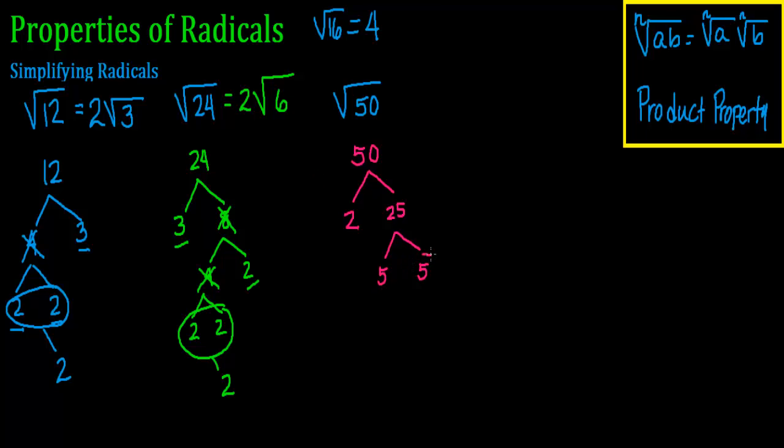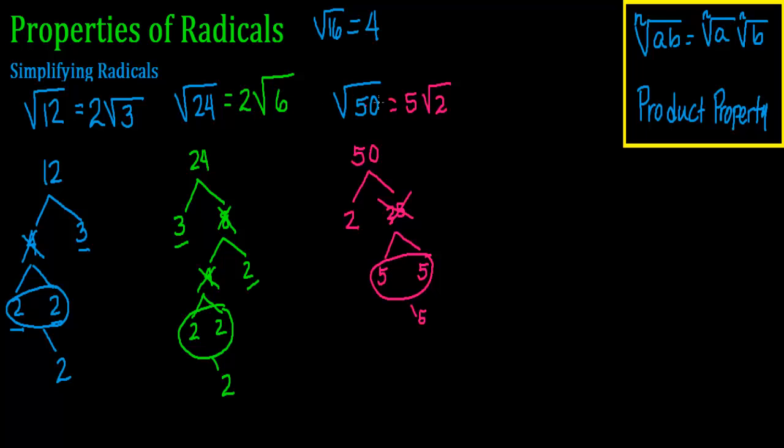Now I create pairs. Here's a pair of 5's. That means one of the 5's will come out of the radical. And what's not in a pair, which is the 2, you leave inside the radical. Remember this 25, we rewrote it as 5 times 5, so it's not available. So the square root of 50 is equal to 5 square roots of 2. Okay?